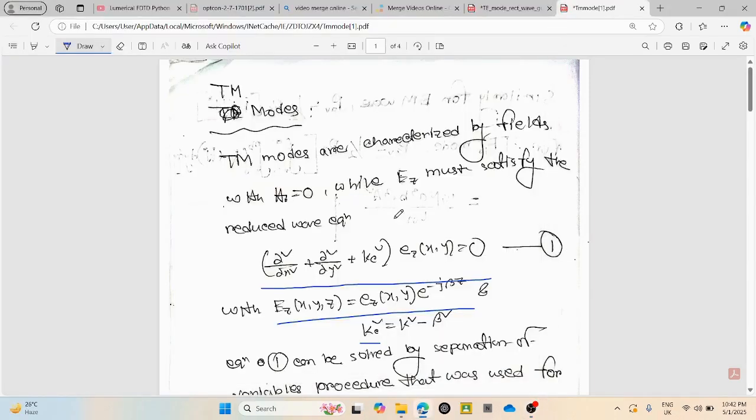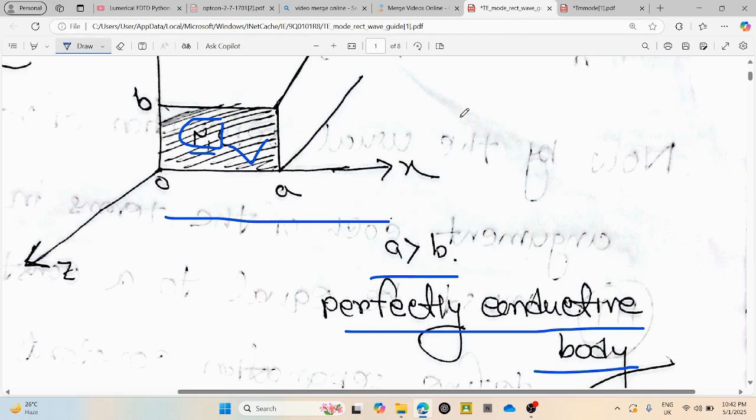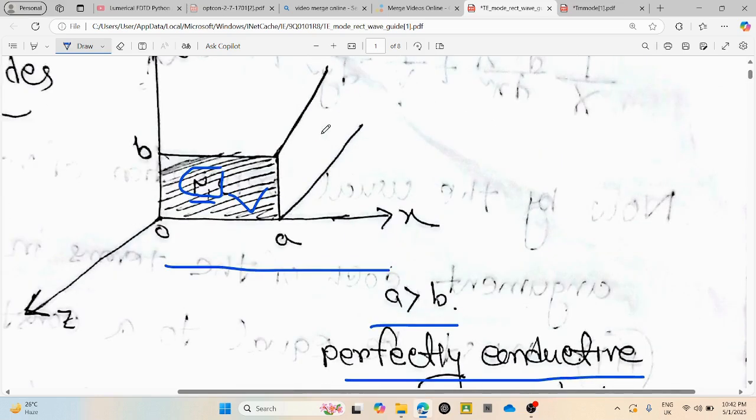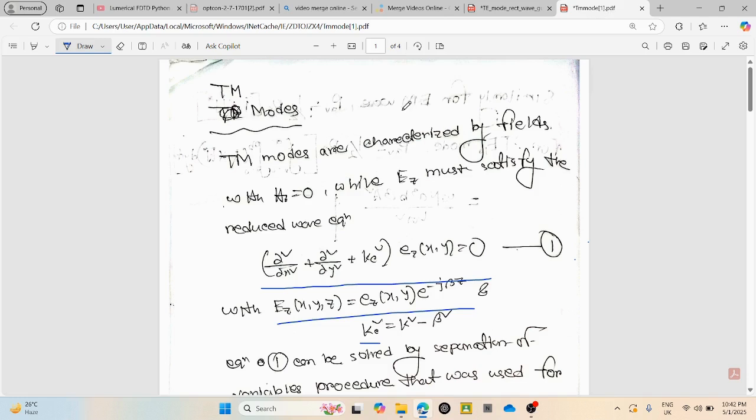Now we will be discussing TM modes of the rectangular waveguide. The structure is the same as before. Here it is assumed that the guide is filled with a material of permittivity epsilon and permeability mu, and it is a standard convention to have the longer side of the waveguide along the x-axis, so a is greater than b. Here it is a perfectly conductive body, and in this scenario the wave is propagating towards the positive z direction. We know in TM modes the magnetic field along the z component, Hz, is equal to 0, and there remains a component Ez, and this Ez component must satisfy the reduced wave equation.